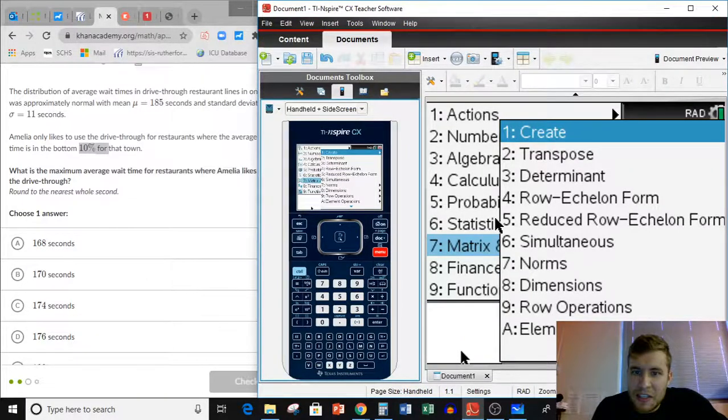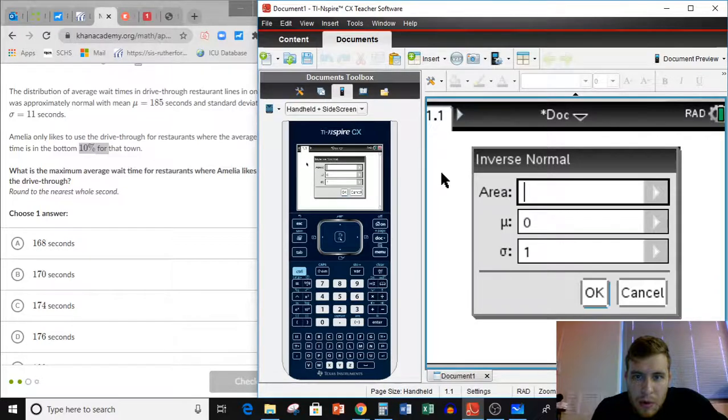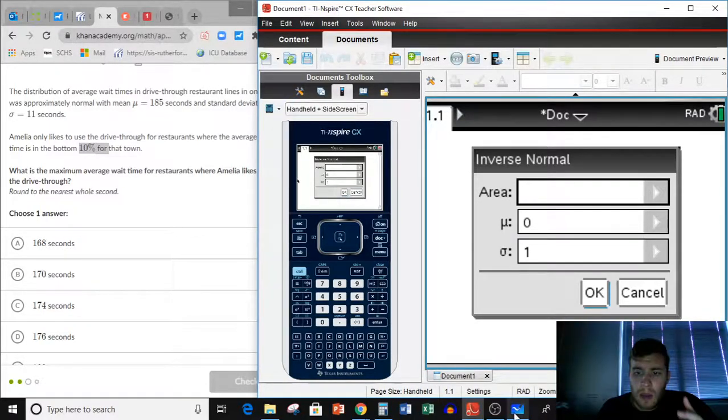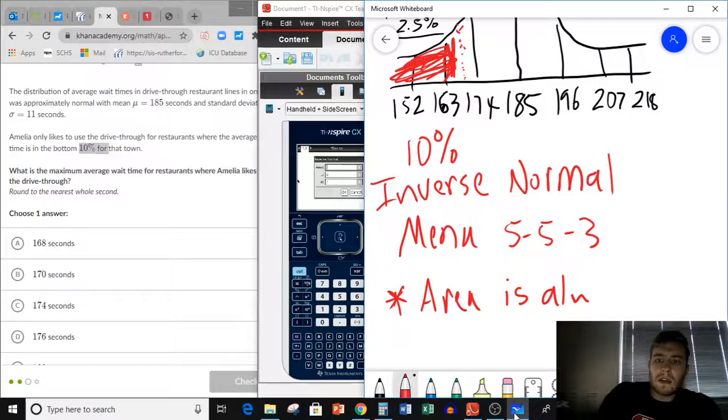So menu 553. Inverse normal. So now what it wants is the area. Now this is the percent. Okay, so let's talk about area. Area is always in decimal format.